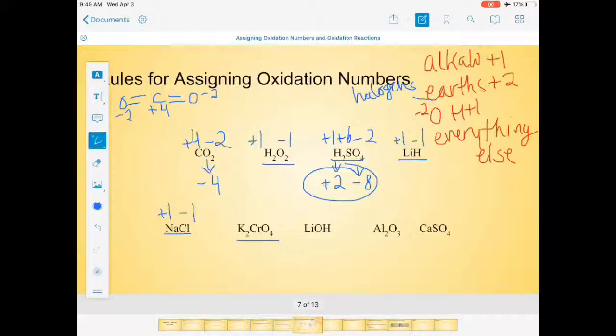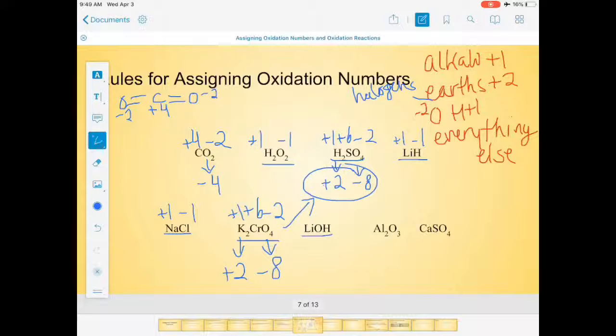This one right here, K2CrO4. Potassium, K, is a +1 because it's an alkali metal, and so that gives us a total charge for potassium of +2. Chromium, we don't know. Chromium's a transition metal, so we're going to leave that one for last. But we know oxygen's a -2, which gives us a total charge of -8. That looks really similar to the sulfuric acid, and sure enough, chromium will have a +6 in the middle as well.